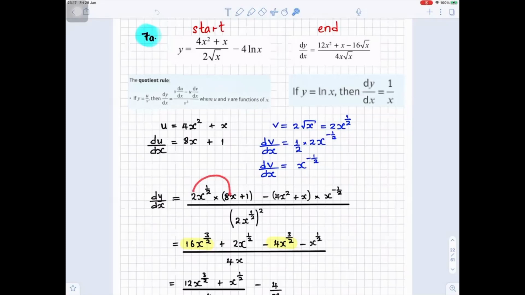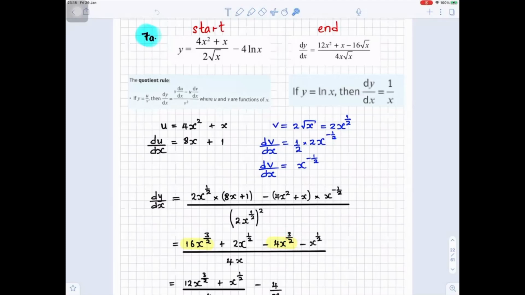2 times 8 gives you 16. x to the half times x to the 1, 1 plus a half gives you 3 over 2. 2x to the half times 1 gives you 2x to the half. This is like minus 1 times 4x squared, it gives you minus 4x squared. But when you multiply that with the x to the minus a half, so you have minus a half plus 2, it gives you 3 over 2. So it's minus 4x to the 3 over 2.